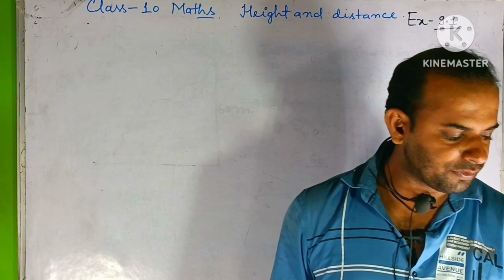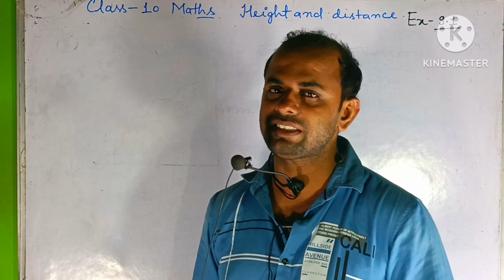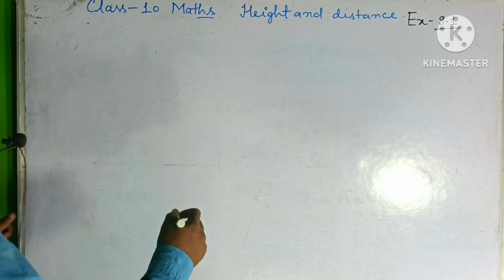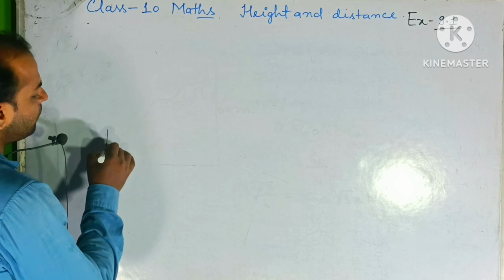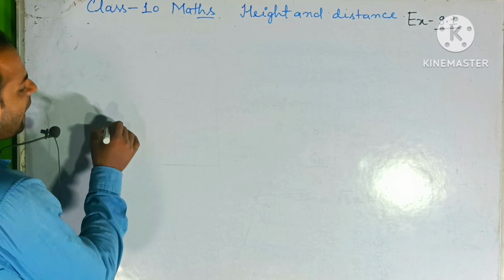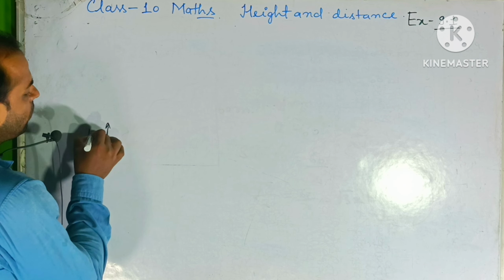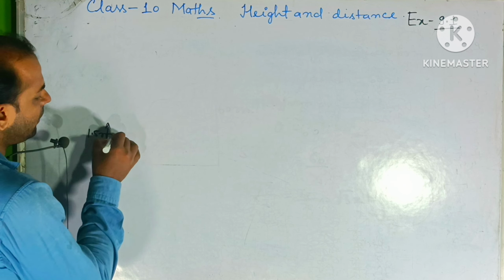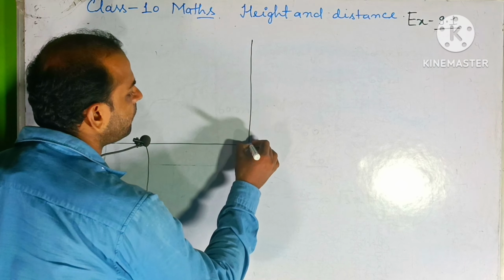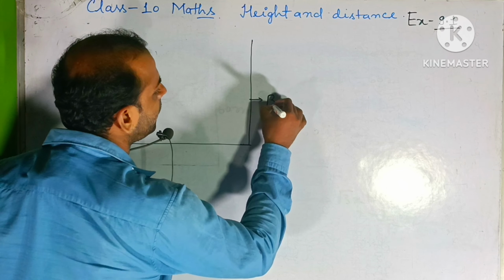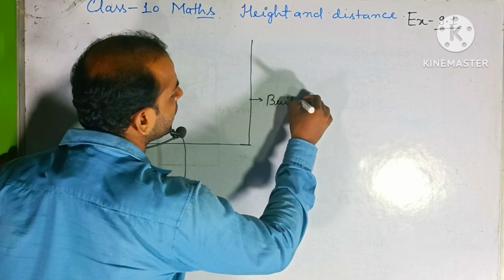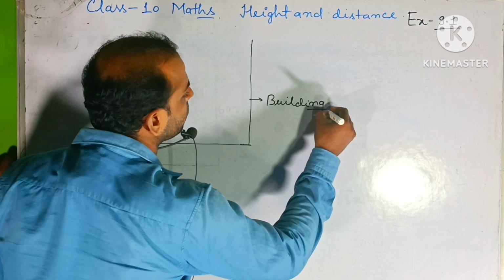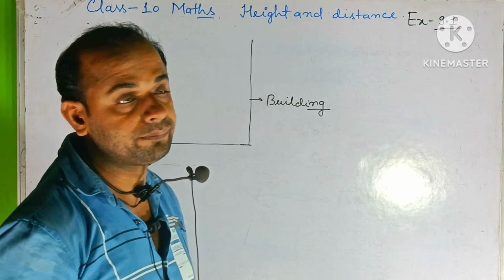Now firstly we will make the figure, and the figure is like this. Suppose there is a boy and the height of the boy is about 1.5 meters, and in his front there is a building. So this is a building. You will mention it also so that you can get the clarification of what you are doing.